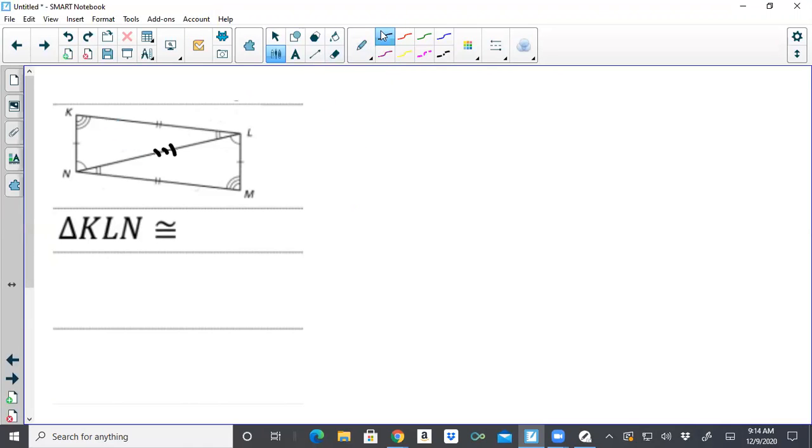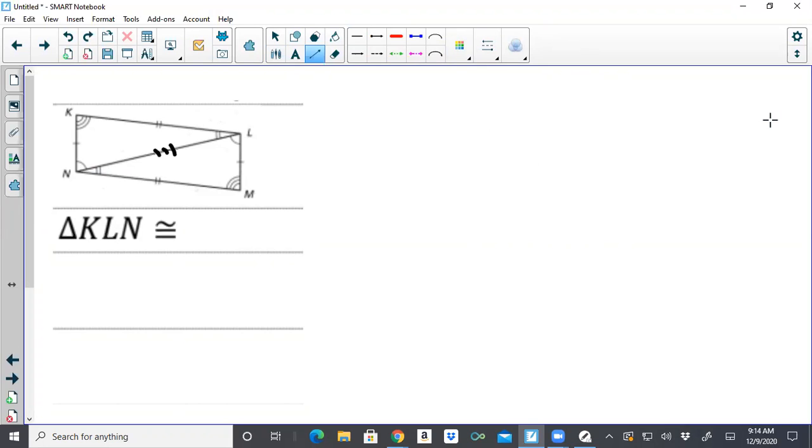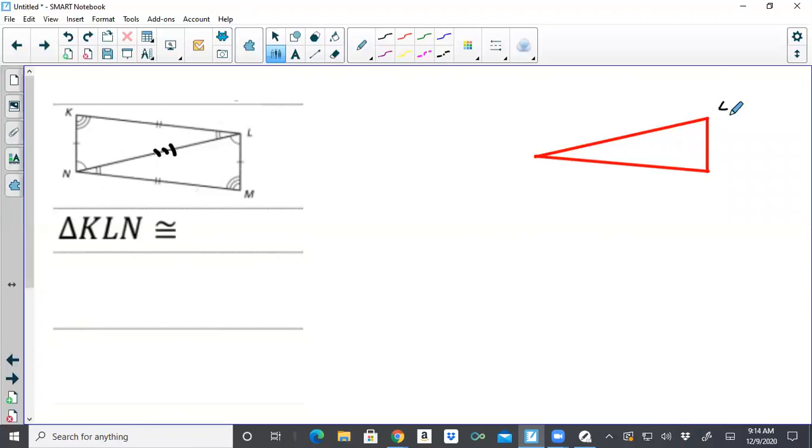But what I would do if it were me is I would redraw my picture to make it so that it's easy to look at. So if I'm looking at this figure down here, this LMN, what I've got with LMN is I've got this picture here, right? So I've got L and I've got M and I've got N. So I've got L, M, N.